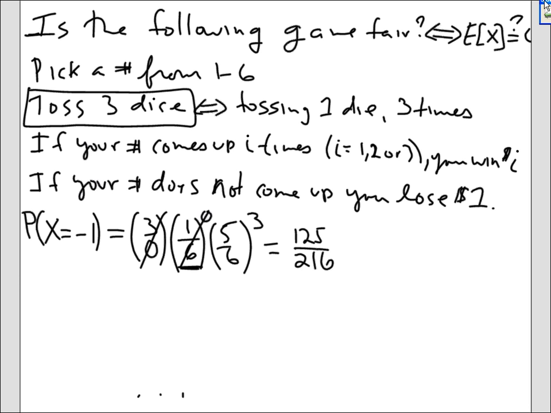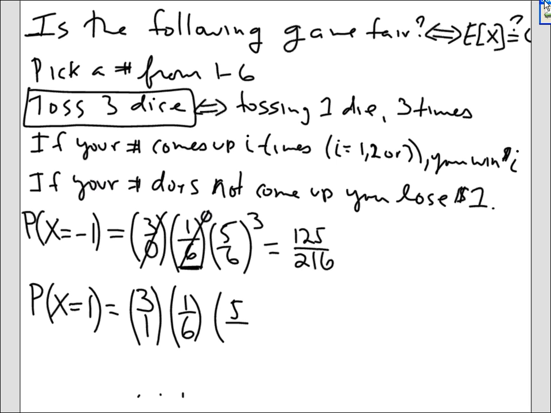Now, what is the probability that x is exactly 1? The probability that your number comes up 1 time. From the 3 tosses, you want 1 success, with probability of success and probability of failure. You want 1 success, which means you want 2 failures. Well, this I can see will be 75 over 216.